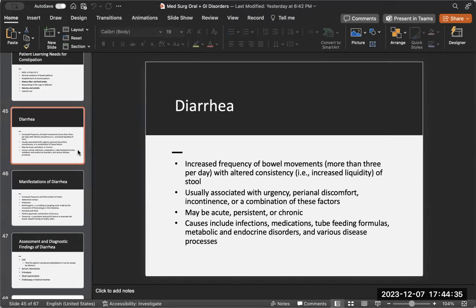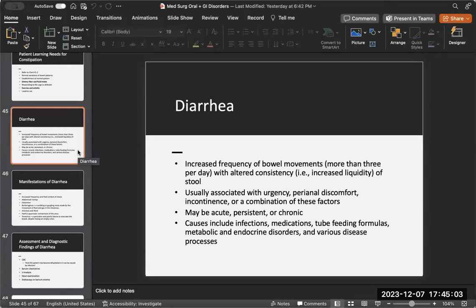But yeah, so that's it for constipation. Now we have diarrhea, right? Which is the complete opposite of not being able to go to the bathroom, where you have so many bowel movements in a day, maybe three or more. And the consistency can change, okay? But it's usually more on the liquidy side. So there's a lot of pain, right? A lot of need to go. It can be acute, persistent, or chronic.